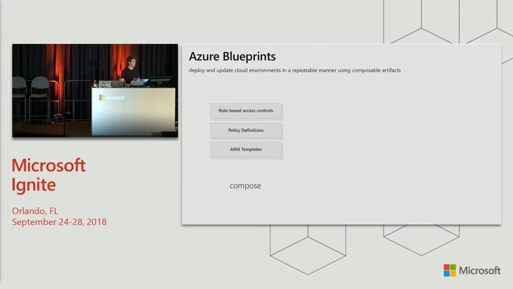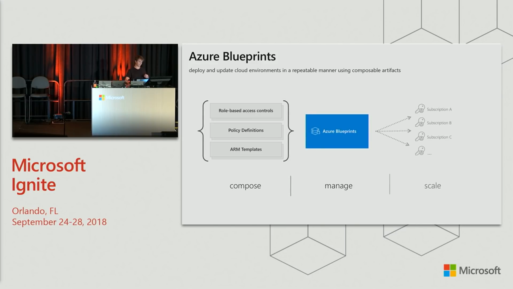So just a very quick refresher, what is a blueprint? It allows you to deploy and update cloud environments in a repeatable manner using composable artifacts. What is an artifact? Artifacts are your RBAC assignments, your policy assignments, and your ARM templates for all of your resources. That's a blueprint. And the idea is it helps you stamp out lots of cloud environments really quickly and helps you manage those environments over time.